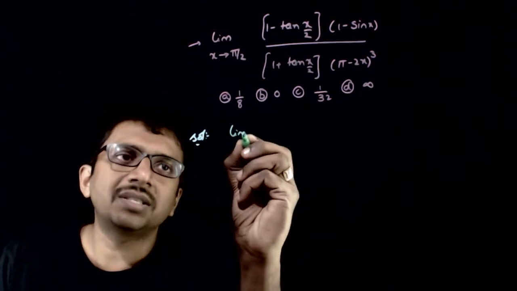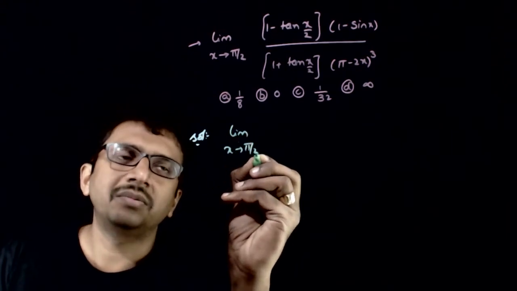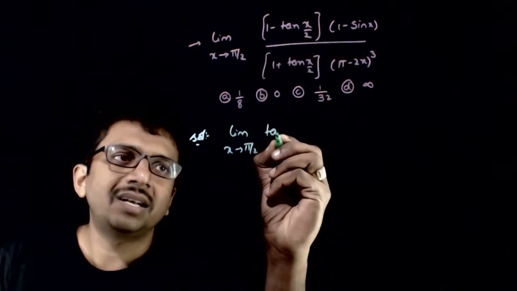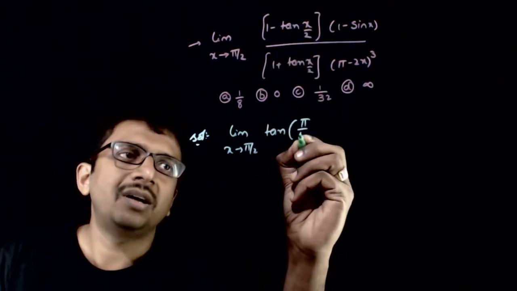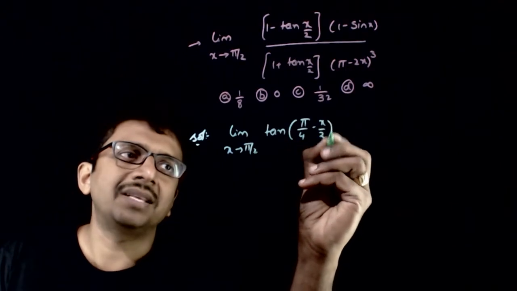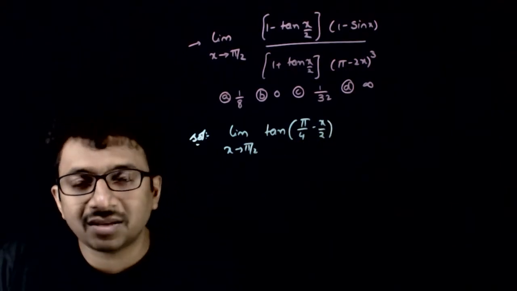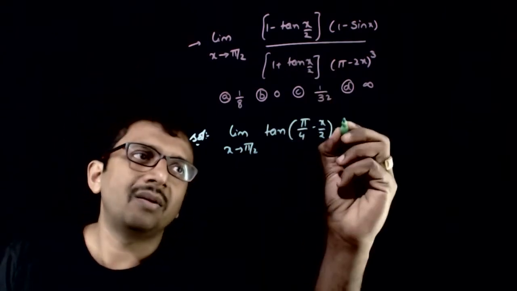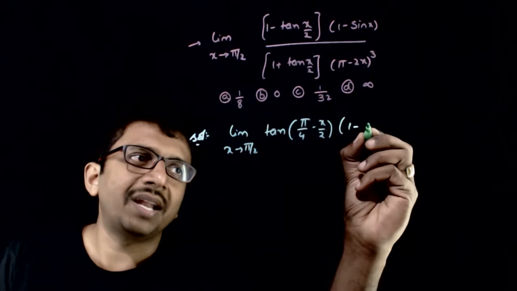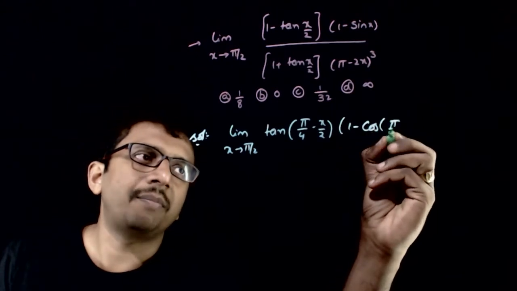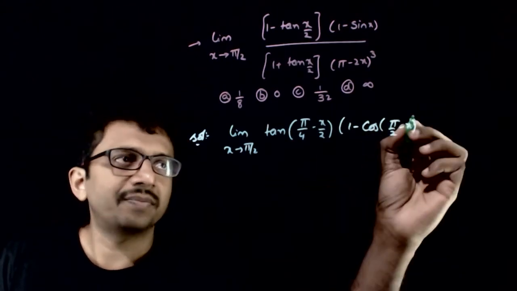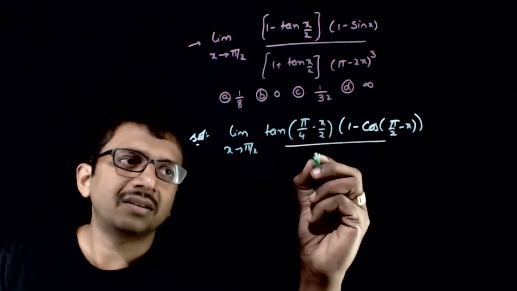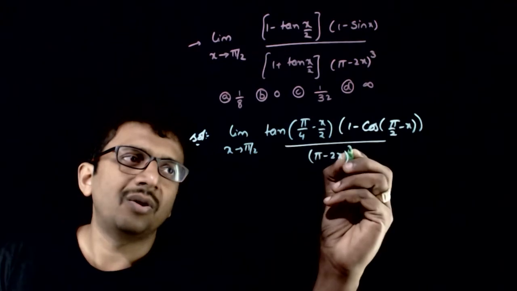So first thing that I use is, limit x tends to pi by 2. 1 minus tan theta by 1 plus tan theta is tan of pi by 4 minus theta. So tan of pi by 4 minus x by 2 into 1 minus sin x. 1 minus sin x can be written as 1 minus cos of pi by 2 minus x, divided by pi minus 2x whole cube.